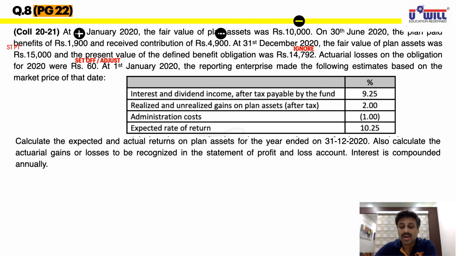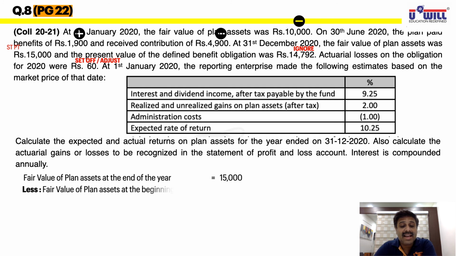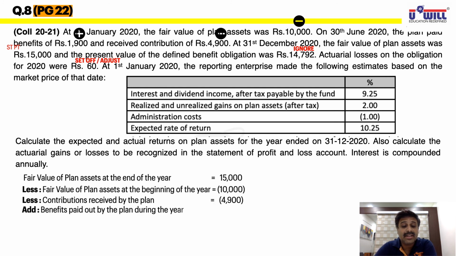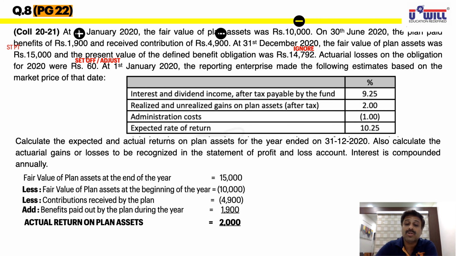I hope you all would have solved it. Check your answers. Fair value of plan assets at the end of the year 15,000 minus beginning 10,000 minus contributions 4,900 plus benefits 1,900 from the first paragraph. You all get actual return on plan assets as 2,000 rupees.